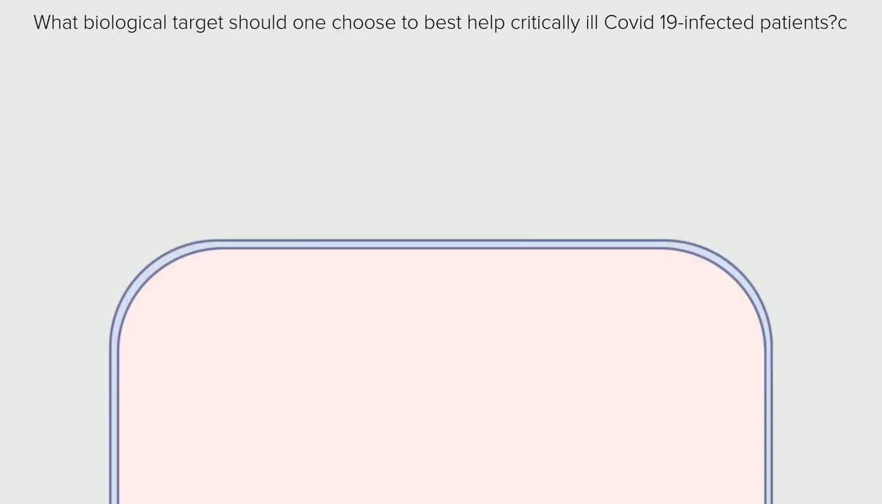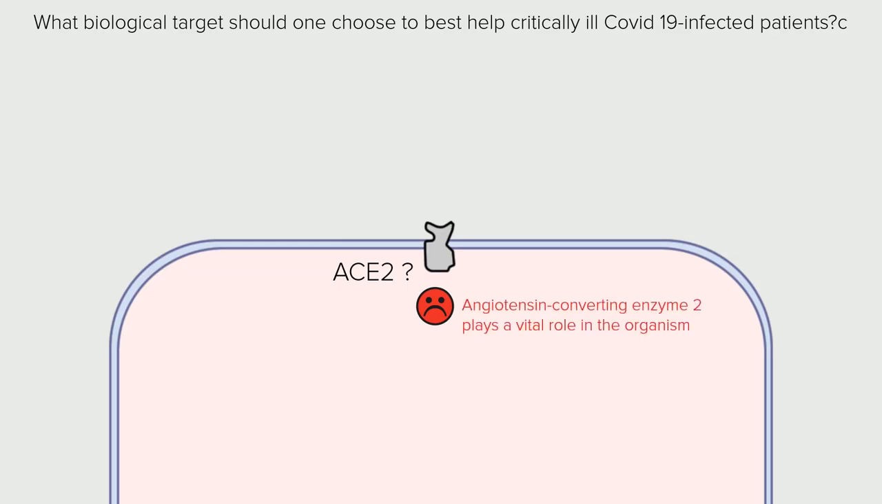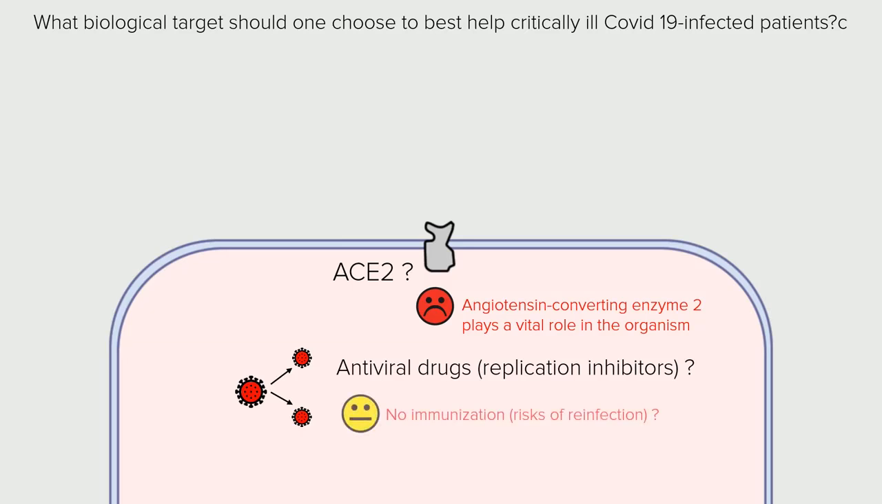What biological target should one choose to best help critically ill patients? Is ACE2 a good target? We don't think so. ACE2 plays a vital role in the organism, and safety of ACE2 binding drugs may be a major issue. How about drugs that would inhibit viral replication? While these may work to some extent, they are unlikely to help develop immunization that is ultimately necessary for healing.